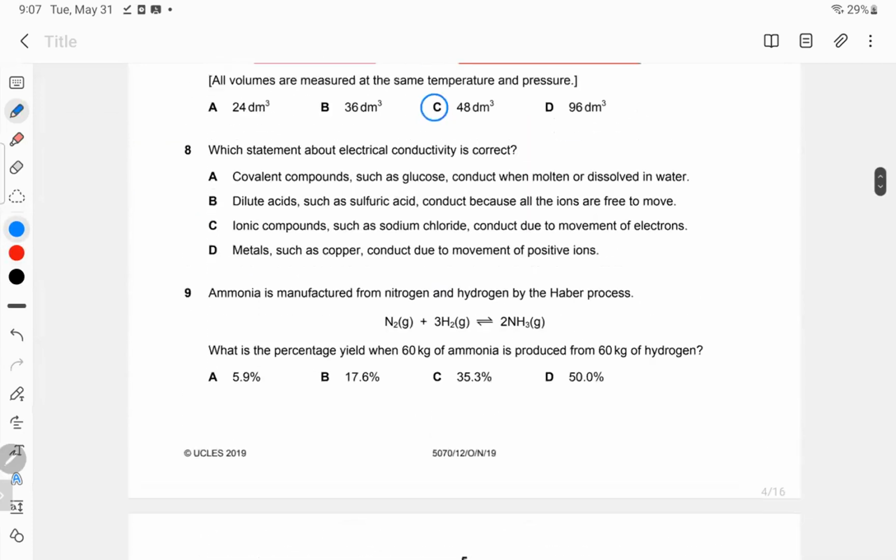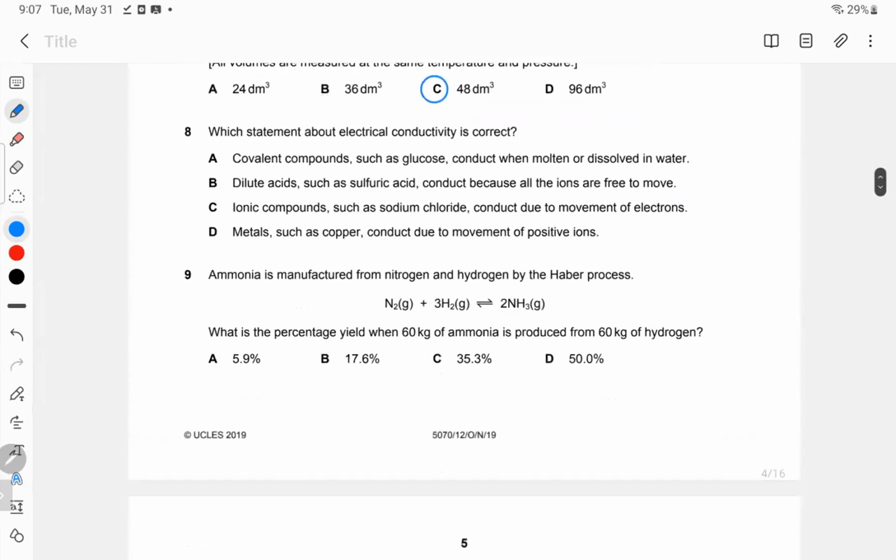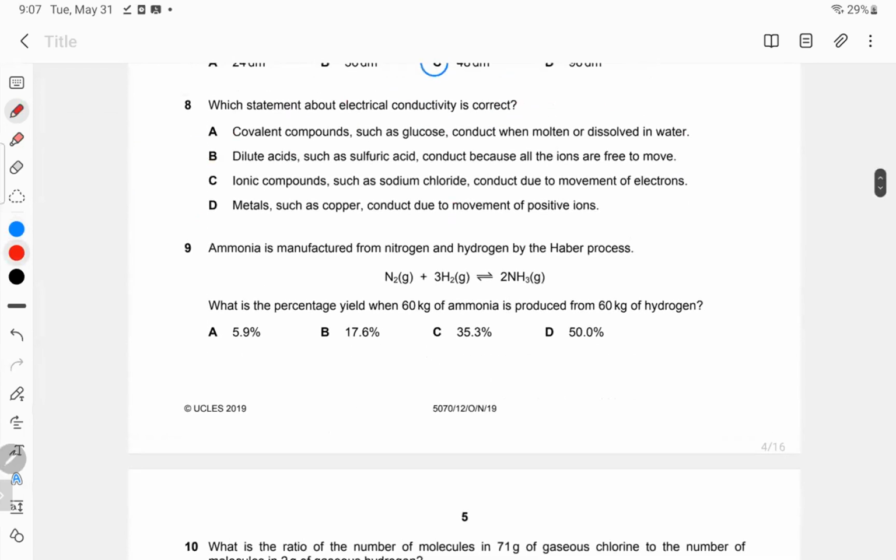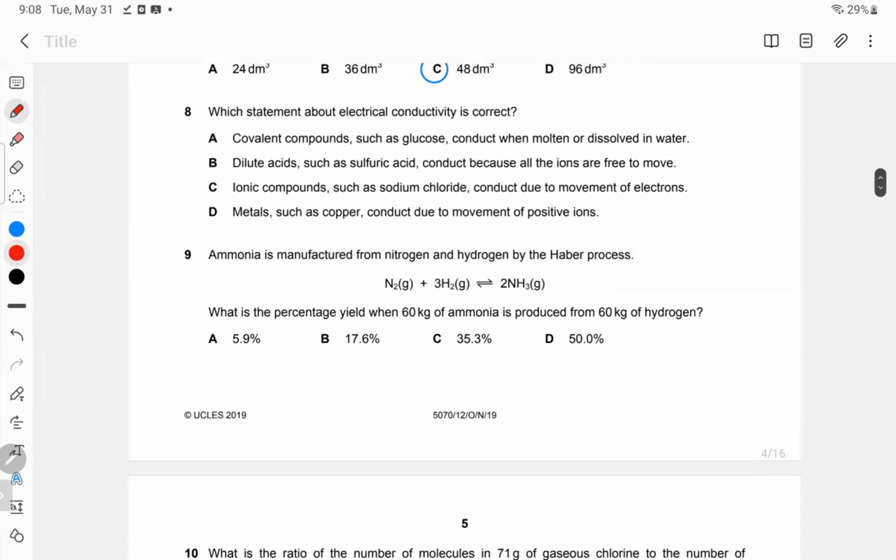Now question number 8. If anybody has any doubt, kindly ask me. If you got confused in any explanation, do ask me to clarify your concepts. Now question number 8. Which statement about the electrical conductivity is correct?